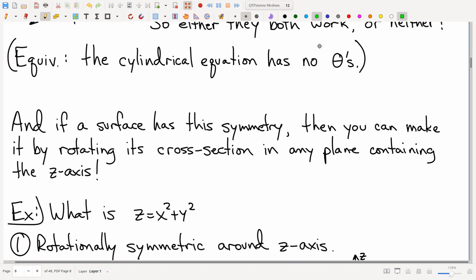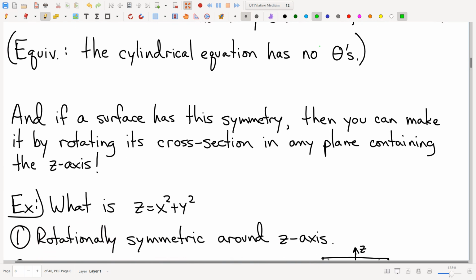I got a little bit ahead of myself. Here's why we care about rotational symmetry. If you have a surface that's rotationally symmetric, this is purely geometric appeal. You just have to visualize it in your head. If a surface is rotationally symmetric, then it is a rotation of a curve. Specifically, it's a rotation of any one of its cross sections by any plane containing the axis. It's just geometric appeal.